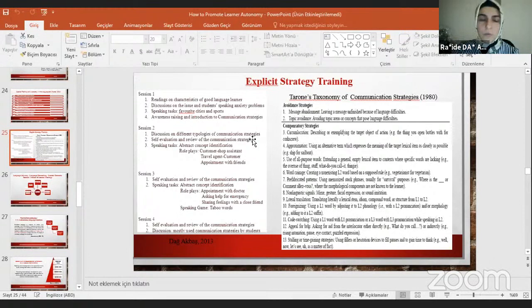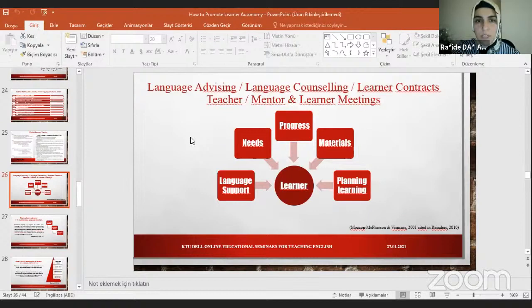So the focus here was on the communication. So that's why it was focusing on some communication strategies, but there are more different strategies that you can use depending on the students' needs.